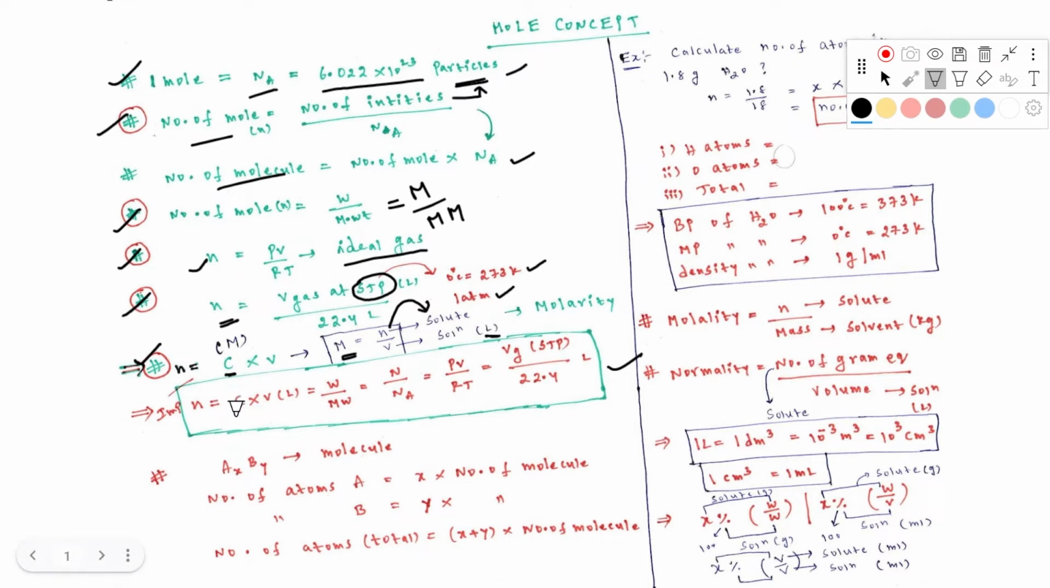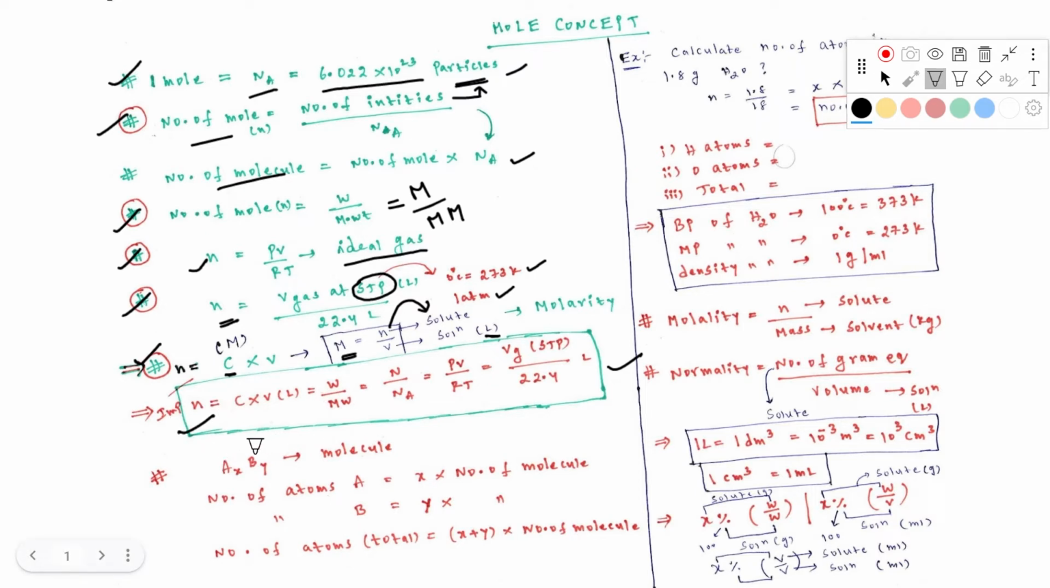Okay. Next. So these 5 formulas I have given here again. Okay. C into V equal to weight by molecular weight equal to number of molecules by Avogadro number equal to PV by RT equal to volume of gas at STP by 22.4. Okay, you have to remember this.